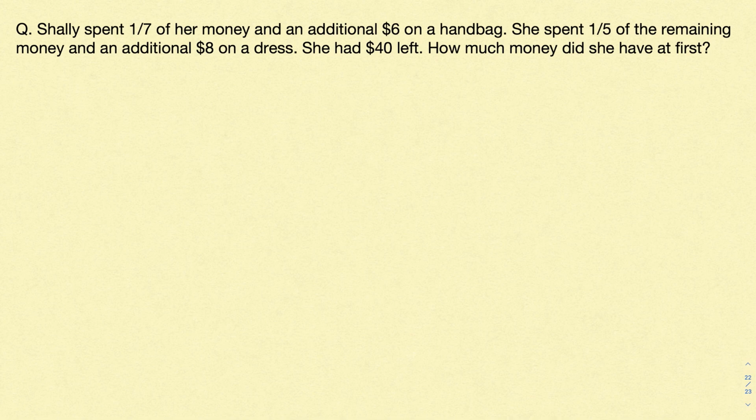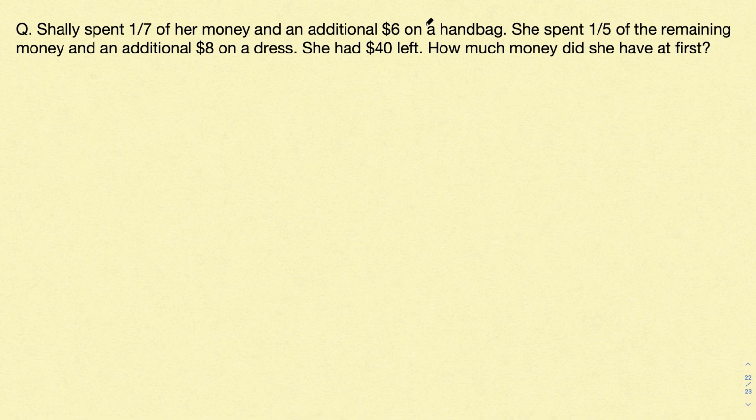So what we have here is a girl, Shally, and she went shopping and she spent 1/7 of her money and an additional $6 on a handbag. Then after what she's left after spending this much money on the handbag, she spent 1/5 of the remaining money and an additional $8 on a dress. Then she was left with $40.